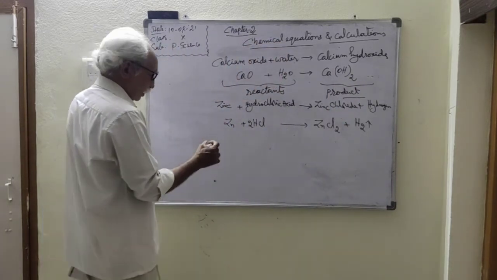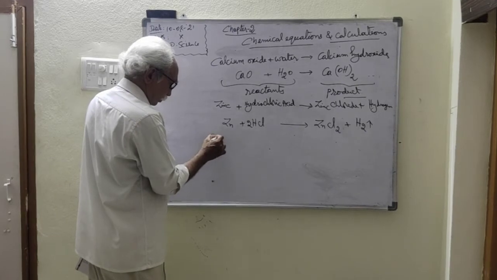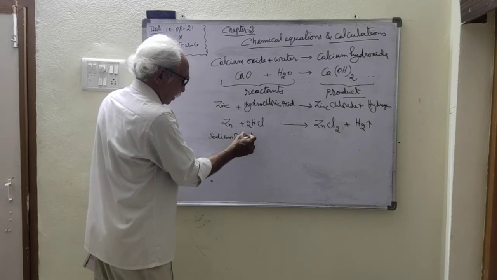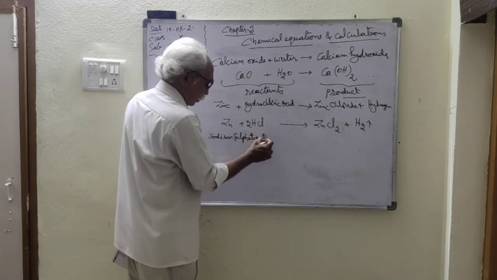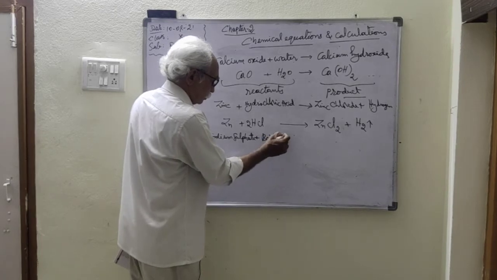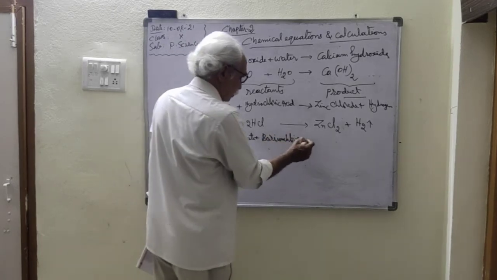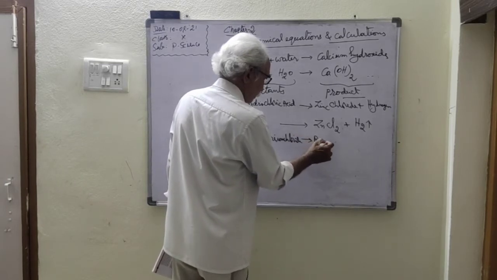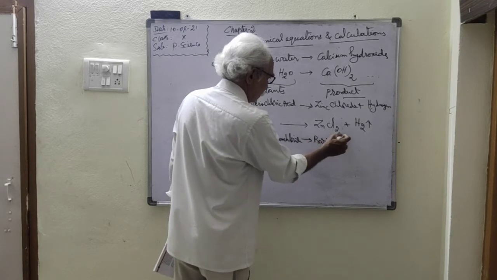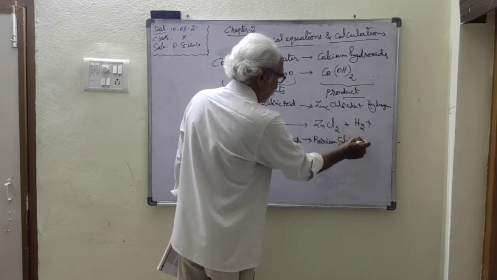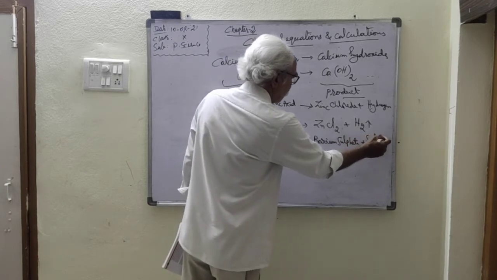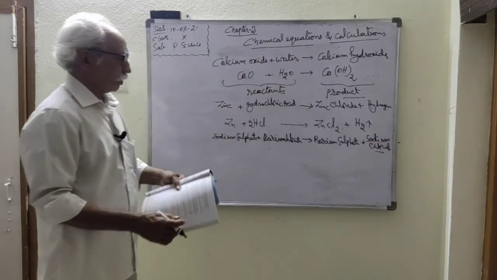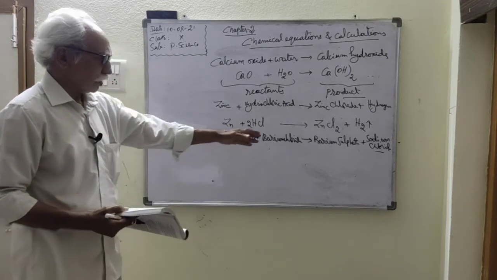Next, sodium sulfate. Sodium sulfate reacts with barium chloride. Barium chloride gives rise to barium sulfate plus sodium chloride. So this is the chemical reaction.